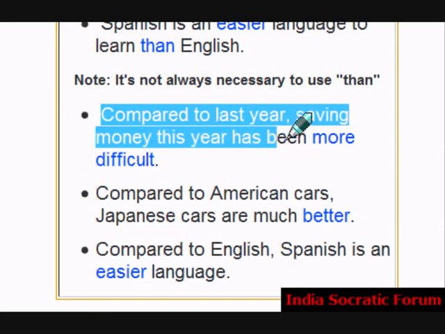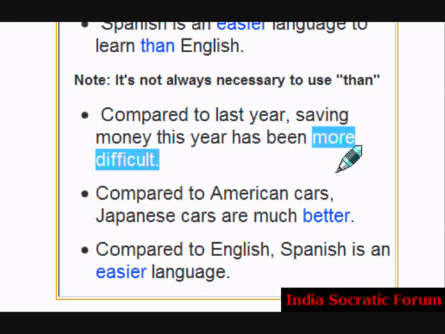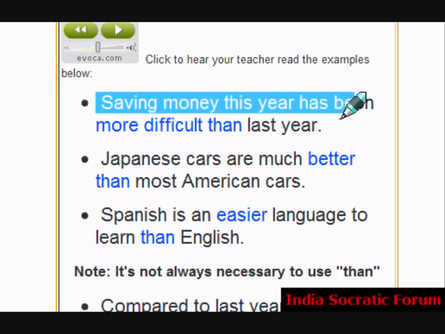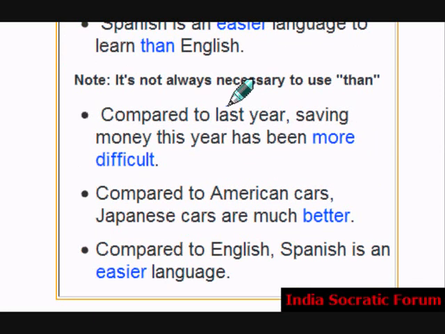Compared to last year, saving money this year has been more difficult. Same thing. Saving money this year has been more difficult than last year. This is one way. The other way without the than: compared to last year, saving money this year has been more difficult.